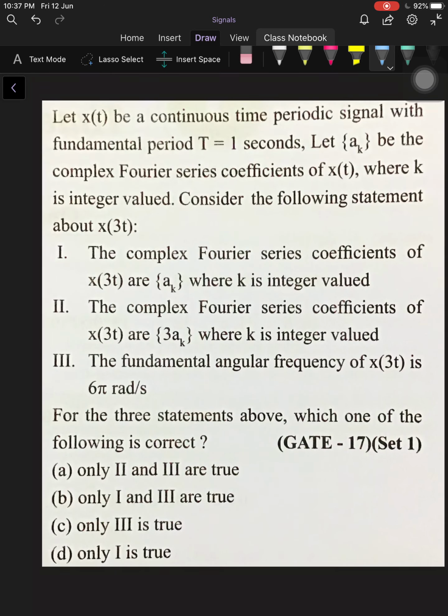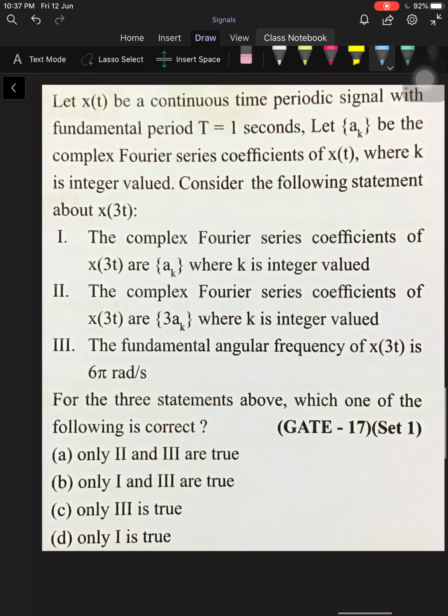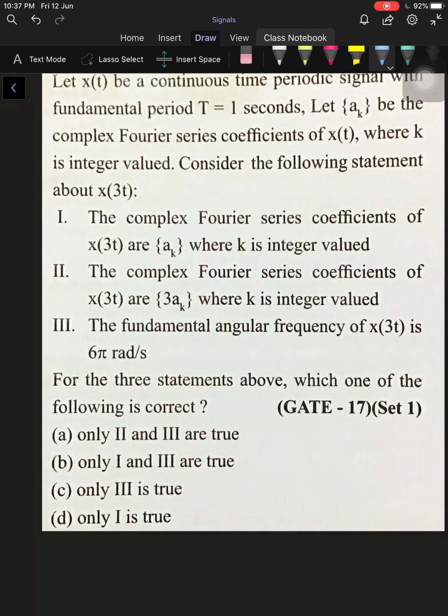The question says: let x of t be a continuous time periodic signal with fundamental period of 1 second. Let ak be the complex Fourier series coefficients of x of t, where k is integer valued. Then consider the following statements about x of 3t. The complex Fourier series coefficients of x of 3t are ak, where k is integer valued. The complex Fourier series coefficients of x of 3t are 3 times ak, where k is integer valued. The fundamental angular frequency of x of 3t is 6 pi radians per second.